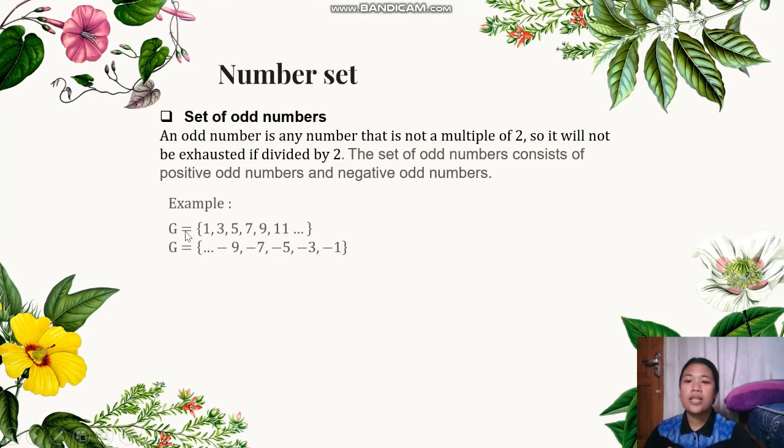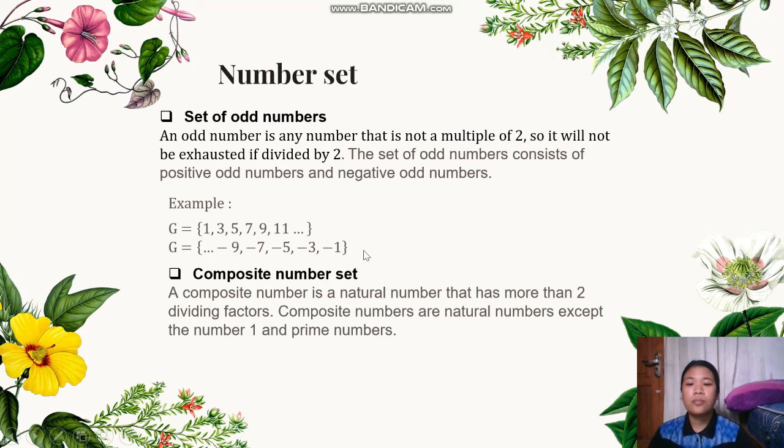G equals {1, 3, 5, 7, 9, 11, 13, 15, ...}, an infinite set of numbers that are not multiples of 2, or not exhausted if divided by 2. And for example, G equals {..., -9, -7, -5, -3, -1}. These are negative odd numbers.